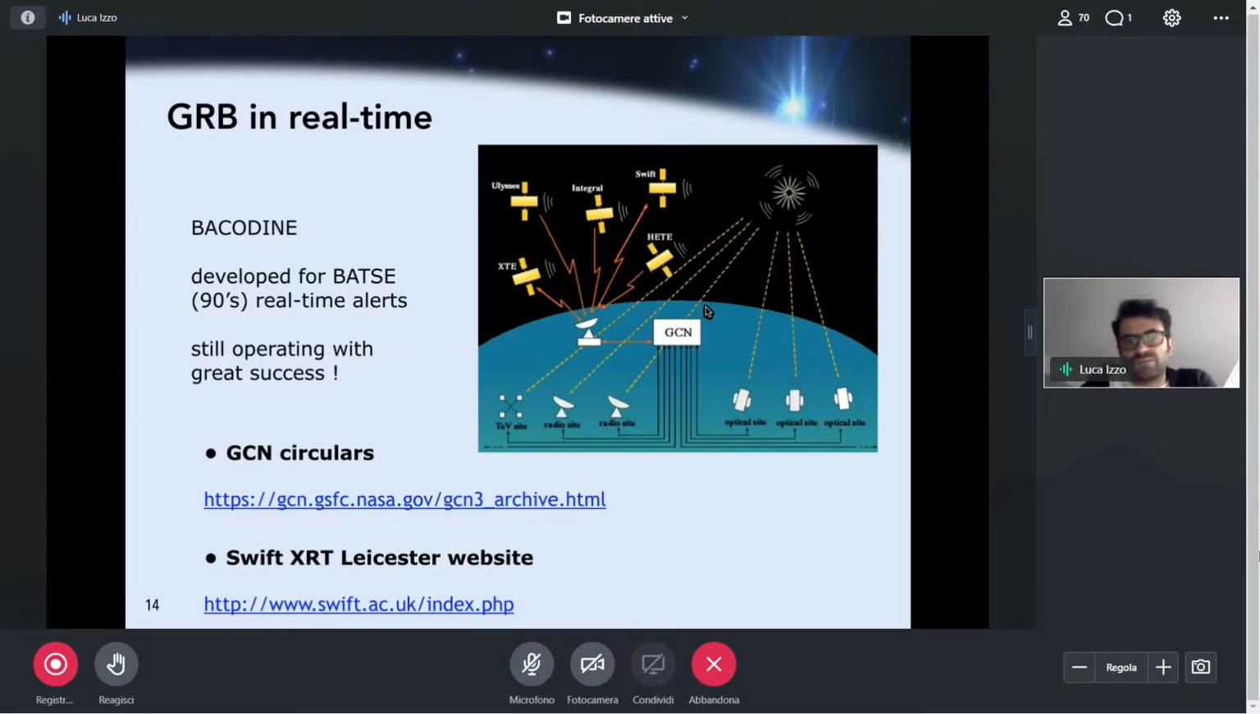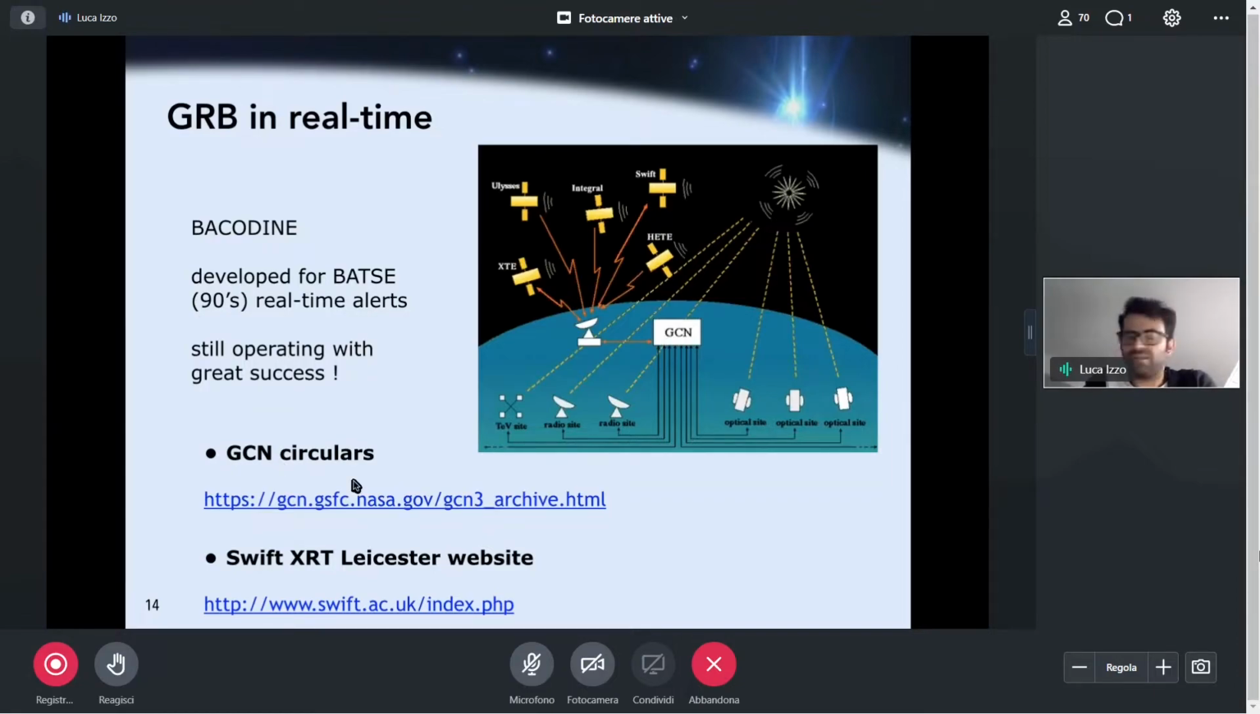Once a GRB is detected by a constellation of satellites, there is a transmission system that was initially built in the 90s for BATSE, the Compton Gamma Ray Observatory detector. It's still working very efficiently with great success. When we have a first detection of a gamma ray burst by a satellite like SWIFT, Fermi, Integral, or others, the detector immediately transmits a quick position for the gamma ray detection field of view. It's transmitted to a radio antenna on the ground, and this transmission is directly broadcast worldwide through two systems. One is a virtual observatory XML protocol, and the other is the gamma ray circular network.